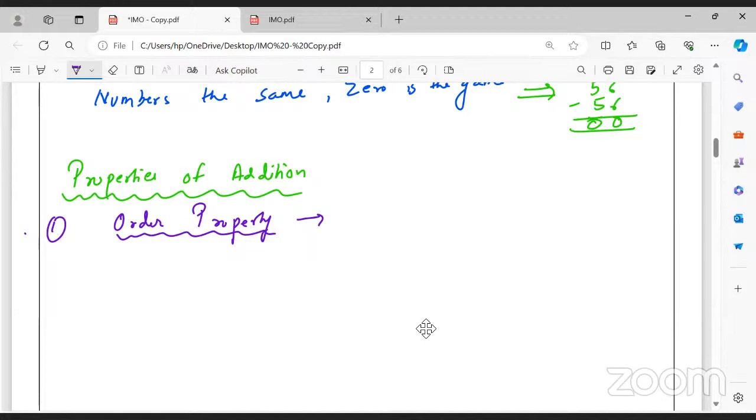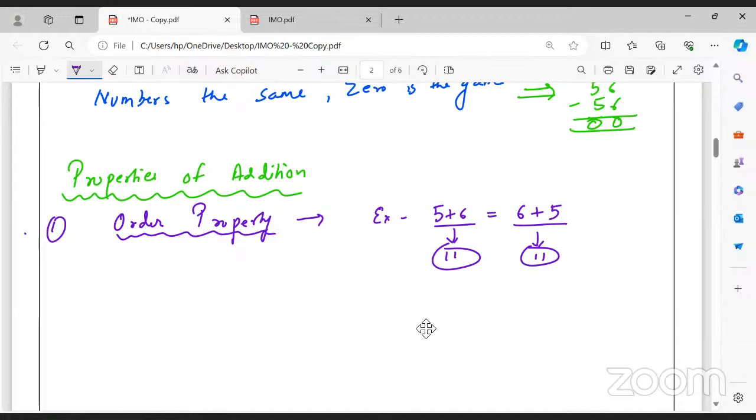Very good. Can you give one example on this? Commutative property is also one name for it. Can you give me one example? If I say, suppose 5 plus 6 is the same as 6 plus 5, isn't it? 6 plus 5 is 11. 5 plus 6 is also 11. The sum remains the same. Even if you change the order of numbers, the sum remains the same.